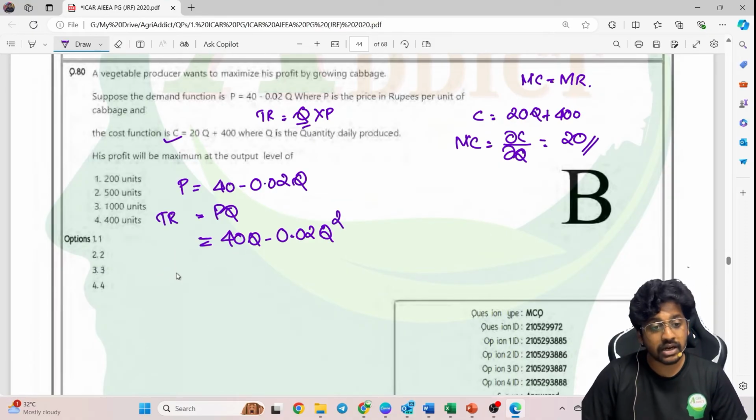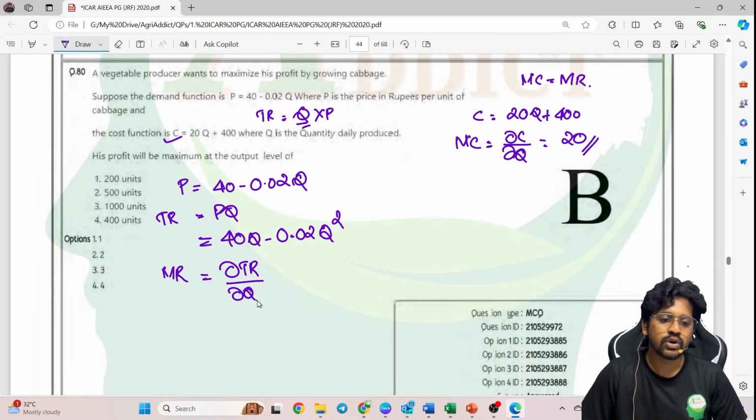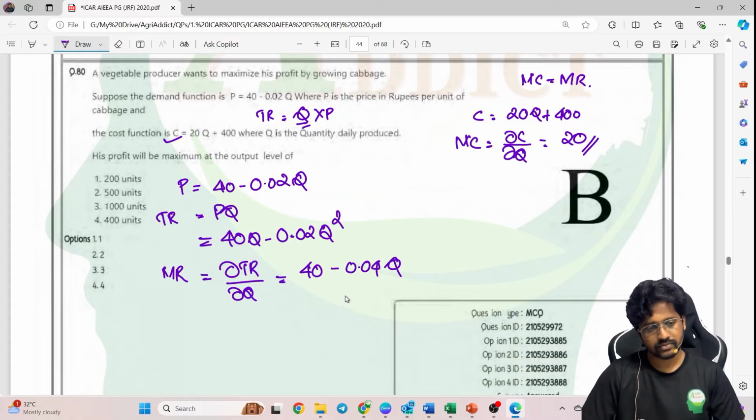And how to find the marginal revenue? Similarly, the way we have found out the marginal cost, we have to just differentiate. In order to find the marginal revenue, we have to differentiate total revenue with respect to Q, and we can get the marginal revenue as 40 minus 0.04 Q. So we got MC as well as MR.